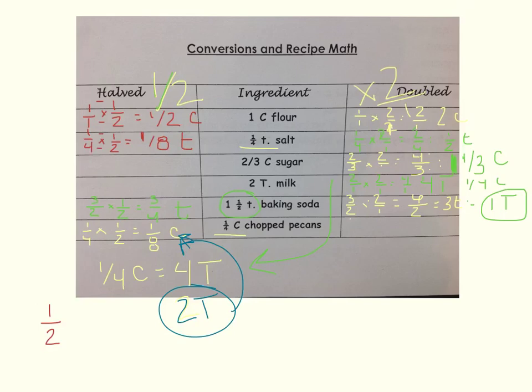Last but not least, we have 1/4 times 2/1 equals 2/4. Again, we did this already. And we get 1/2 cups. So that would be 1.5 cups.